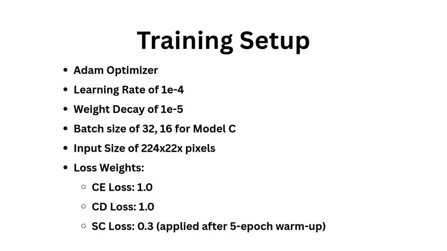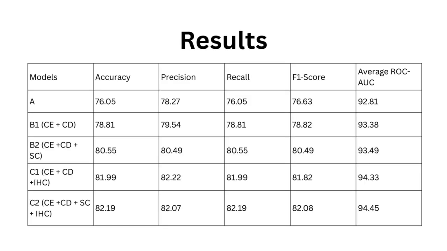These are the parameters used for model training. This table shows the overall classification results for each model. The performance improves gradually from Model A through to Model C. Adding CD and SC loss in Models B1 and B2 led to noticeable gains in all metrics. This confirms that including inductive biases improved interpretability and classification accuracy.